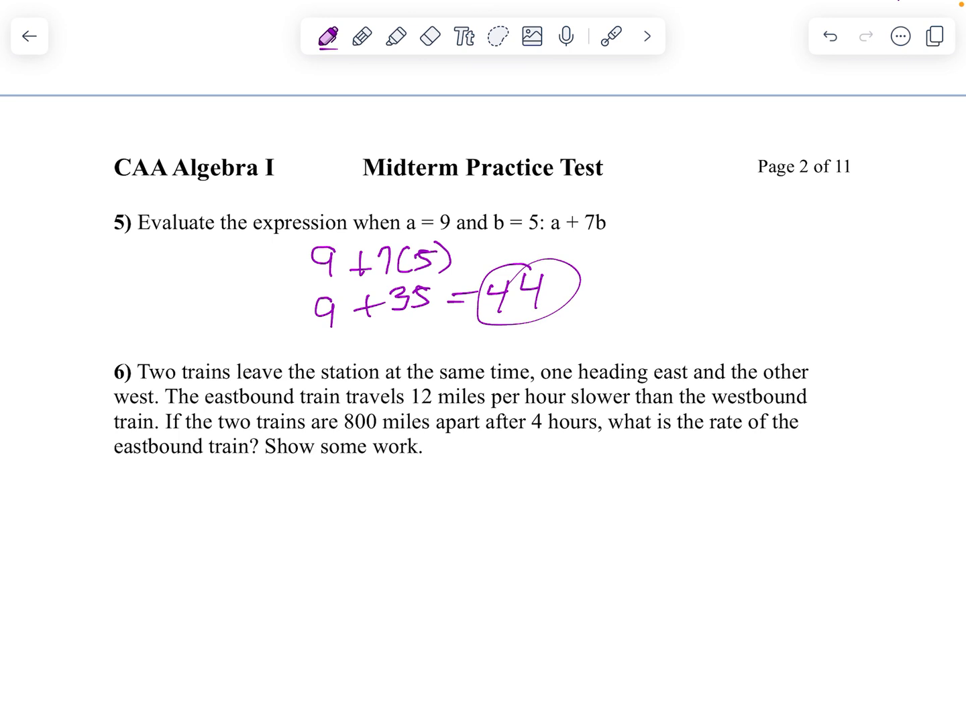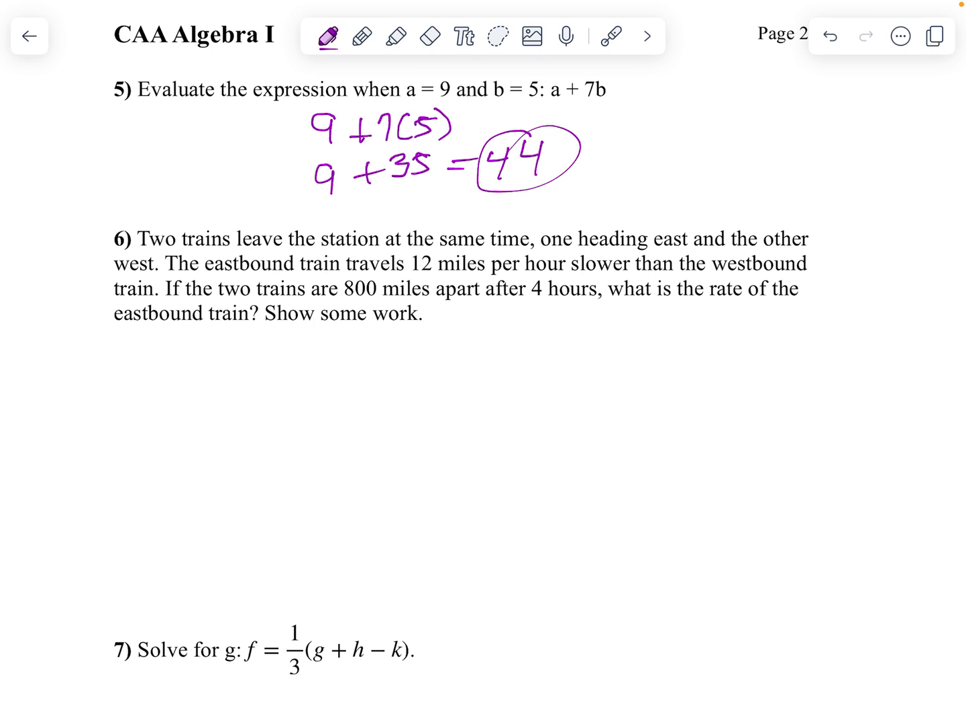Now in question 6, we got to do a little bit of algebra here. We got these two trains, and what we're going to do is write an expression for each one of those trains. We have an eastbound train, and we have a westbound train. And notice, we're going to use our formula, distance equals rate times time. So the eastbound train travels 12 miles slower than the westbound train. So I'm going to start with the westbound.